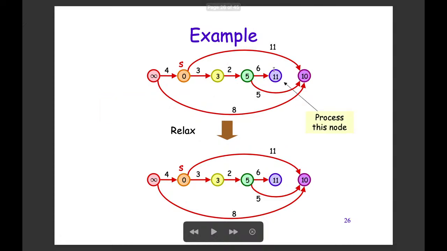And after that, we process this node, but then this node doesn't have any edge, so the relax doesn't do anything. So we're done. And then finally, we are processing this node, and then it doesn't have any outgoing edge, so the relax is done.